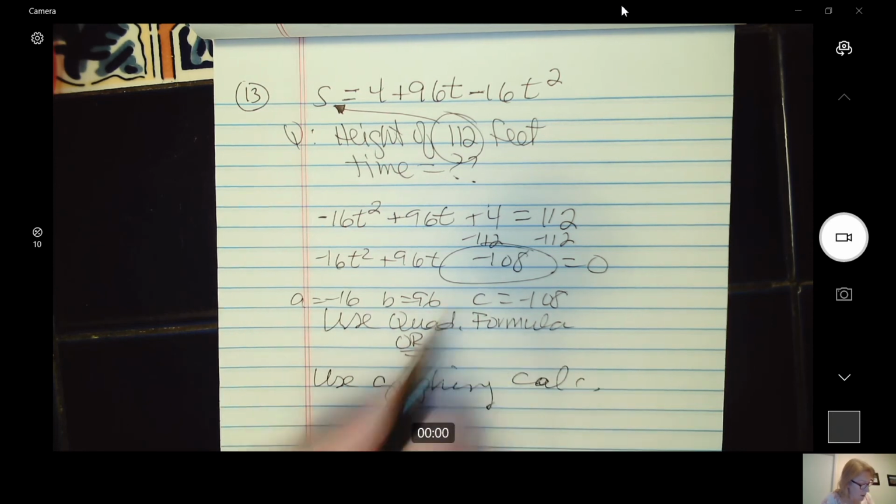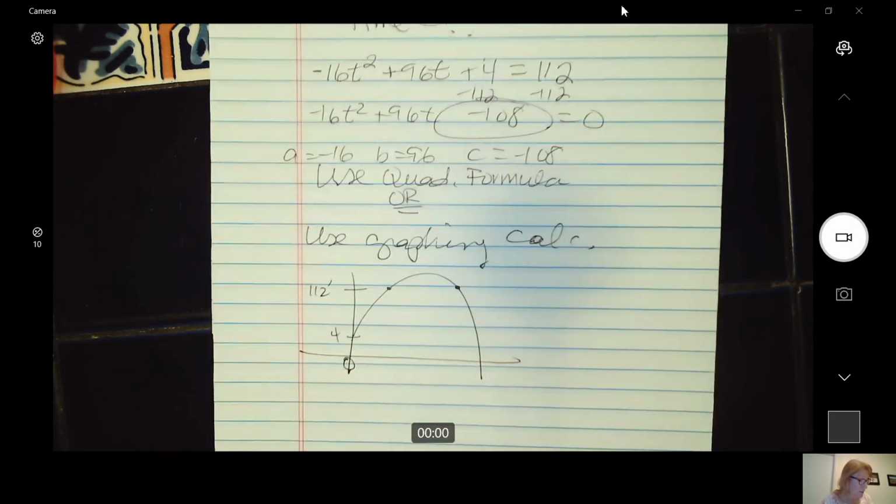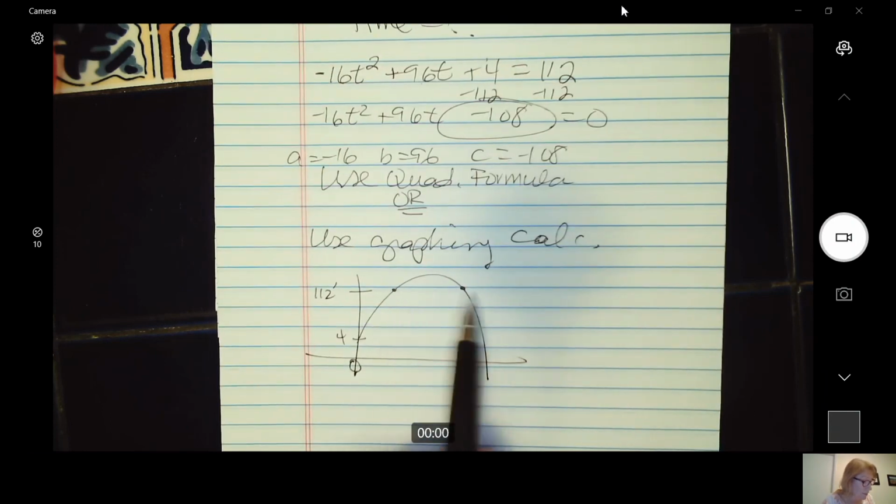Because if I graph this, it's going to start at 4 feet here, and it's going to come up and go back down. It says at 0 seconds. I don't know how many seconds it's going to take to hit the ground, but let's say this is 112 feet high. At some point, unless it doesn't even get that high, it's going to pass through 112 feet on the way up and then again on the way down. So we could look at the graph and find that point.